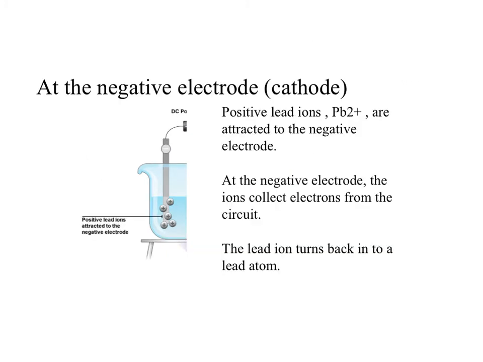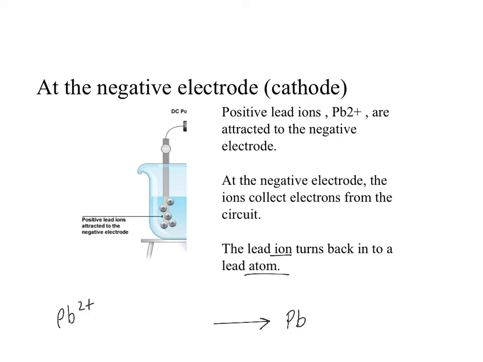However, we then have to write chemical equations. So positive lead ions, Pb2+, are attracted to the negative electrode. At the negative electrode, the ions collect electrons from the circuit. Lead ions turn back into lead atoms. Okay, so you've got Pb2+, and it's going to turn back into Pb. So it's no longer going to be an ion, it's going to be an atom.